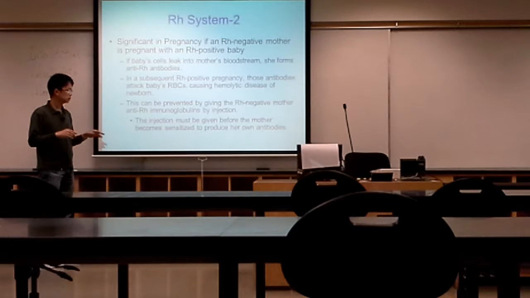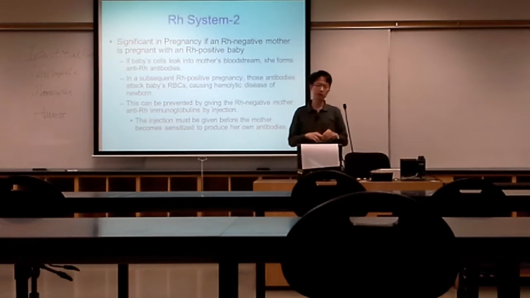Let me repeat this. So before the couple plan to get pregnant, the doctor will give this injection to the mother, so that after the woman gets pregnant, if part of the Rh positive blood from the baby goes through the placenta into the mother's blood, then the injected antibody, this anti-Rh immunoglobulin, will attack the baby's blood in the mother's body, so that the mother's immune system will not have a chance to develop the active immunity.